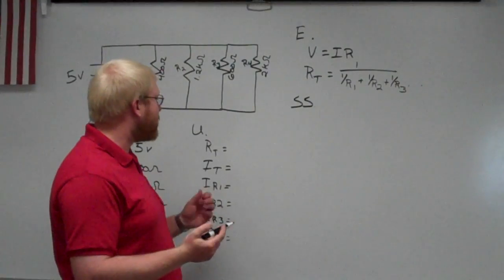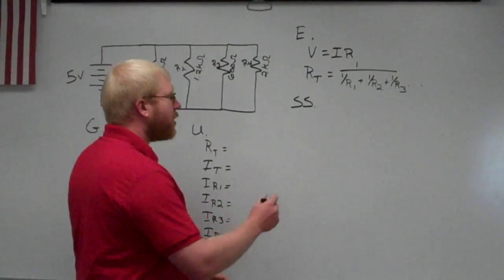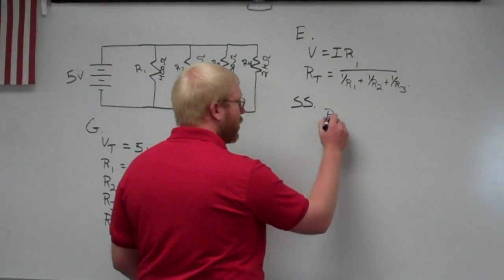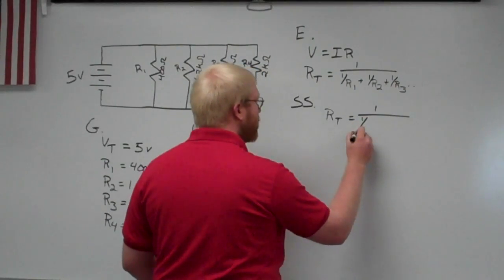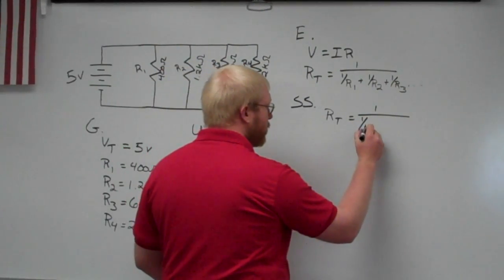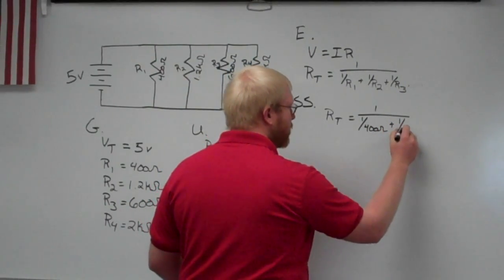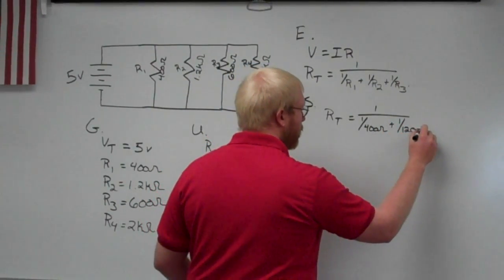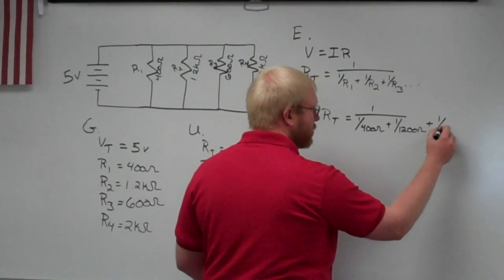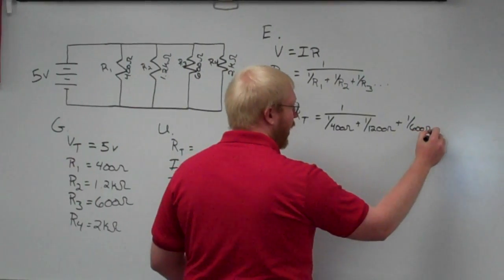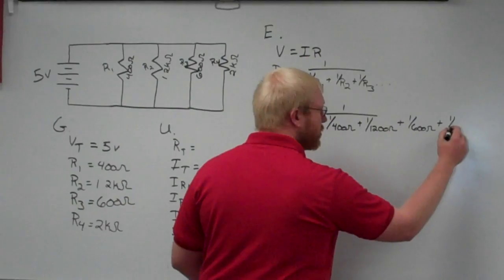In this, I'm going to start out by finding my resistance total first. So I know that my resistance total equals 1 over resistor 1, which is 400 ohms, plus 1 over resistor 2, which is 1200 ohms, plus 1 over resistor 3, that is 600 ohms, and resistor 4 is going to be 2 kilo ohms, or 2000 ohms.